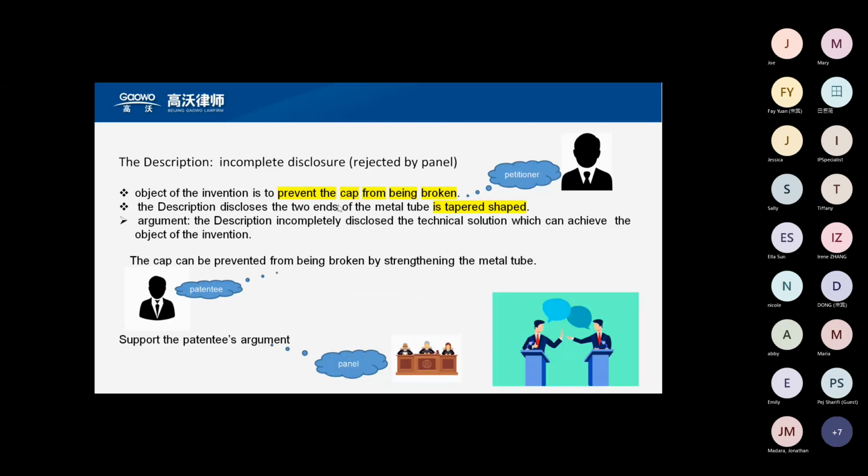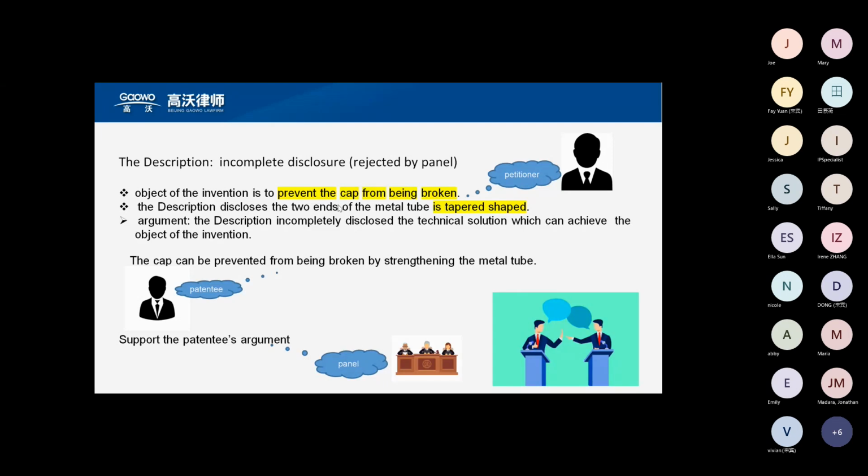I argued that the description discloses the object of the invention is to prevent the cap from being broken, but the technical solution claimed by claim 1 is that the 2 ends of the metal tube are tapered shaped. So I argued that the tapered-shaped ends of the metal tube have nothing to do with the object of the invention. This is my point. So the description failed to completely disclose the technical solution which can achieve the object of the invention.